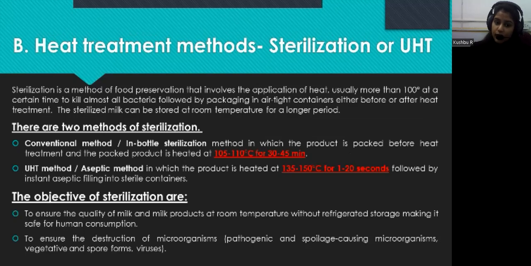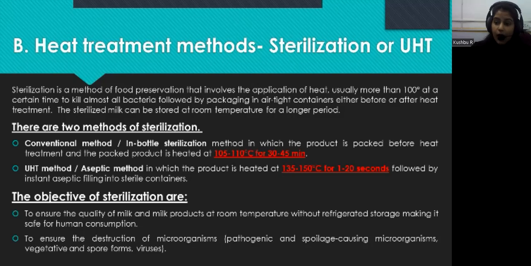And the next methodology that we're going to see in today's class is sterilization, or ultra high temperature, which is mainly focusing on sterilizing the milk in such a way that it can be stored at room temperature henceforth. After this sterilization process, it is now fit to be stored at room temperature. This ensures the destruction of complete microorganisms, including pathogenic organisms and also the organisms which cause spoilage.